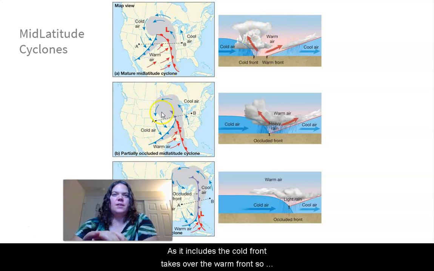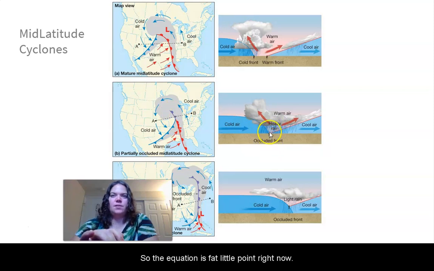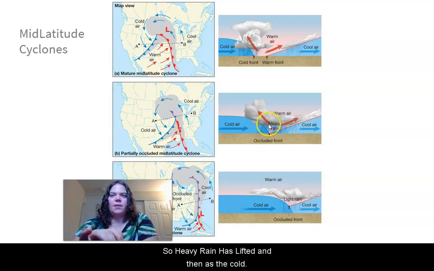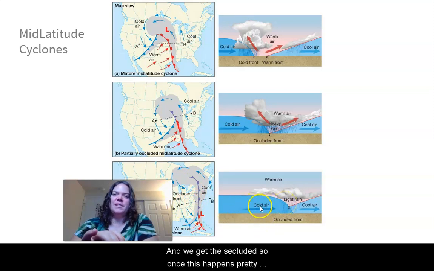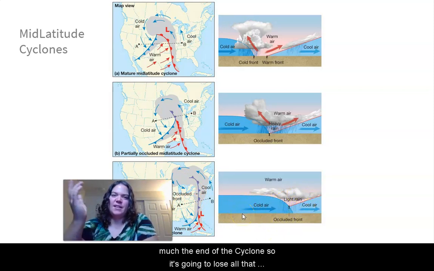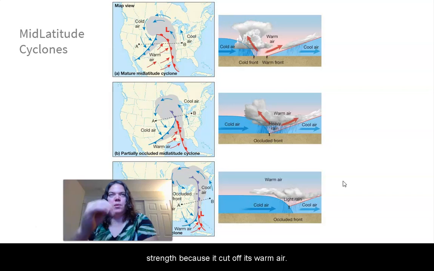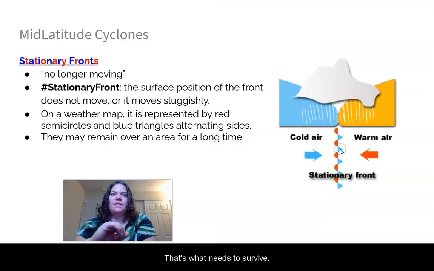Then as it occludes, the cold front takes over the warm front. So then we see that occlusion here, which happened to be that little point, right? So the occlusion is that little point right there. So the heavy rain is lifted, and then as the cold air continues to advance, right here we see kind of like a zipper effect, and the warm front is completely eaten alive, and we get this occlusion. So once this happens, it's pretty much the end of the cyclone. So it's going to lose all of its strength because it cut off its warm air. That's what it needs to survive.